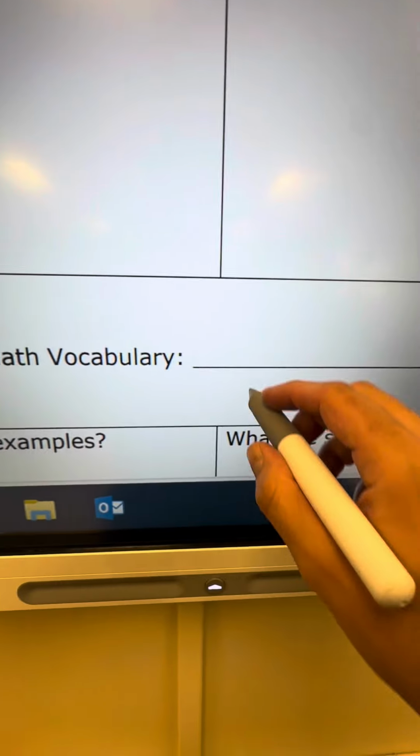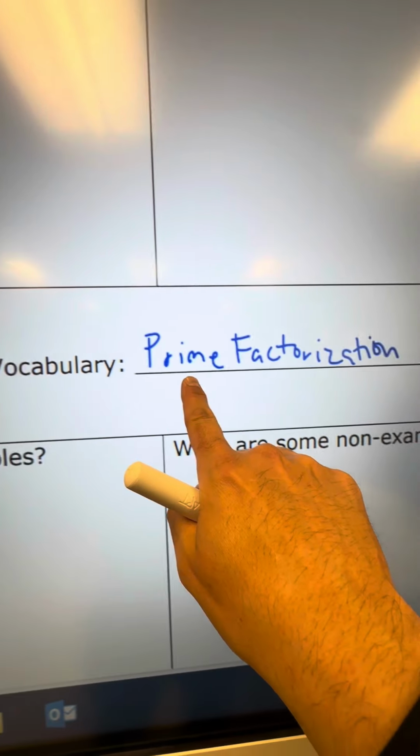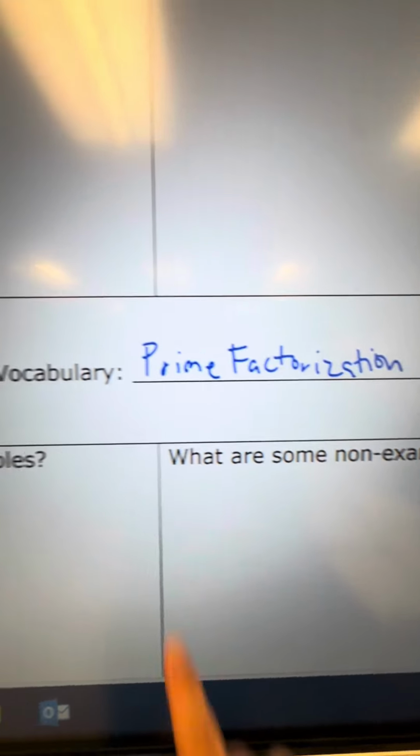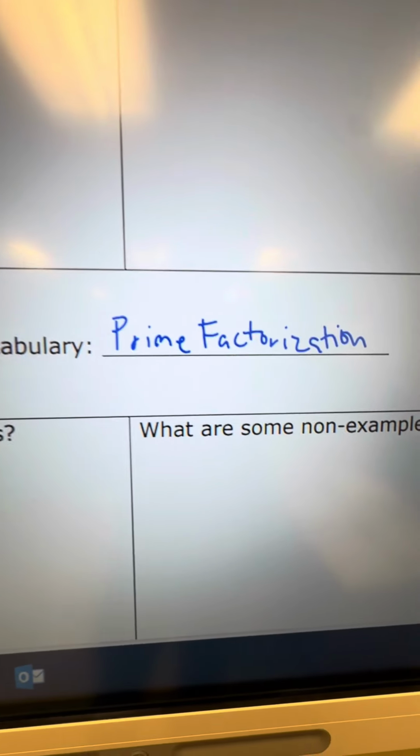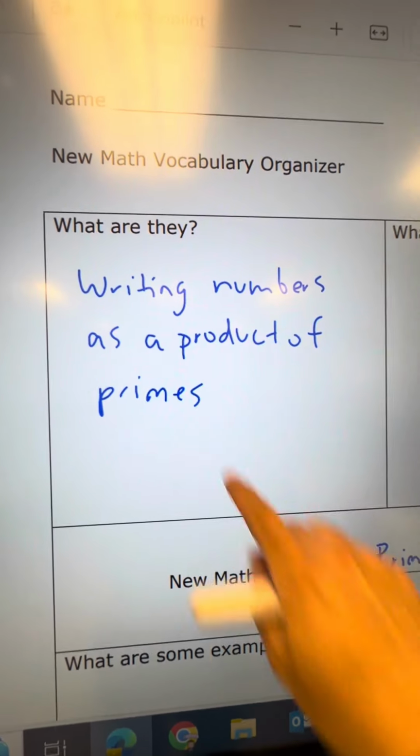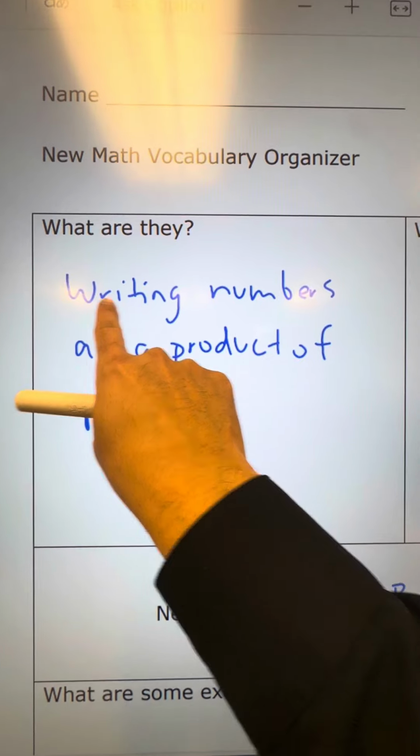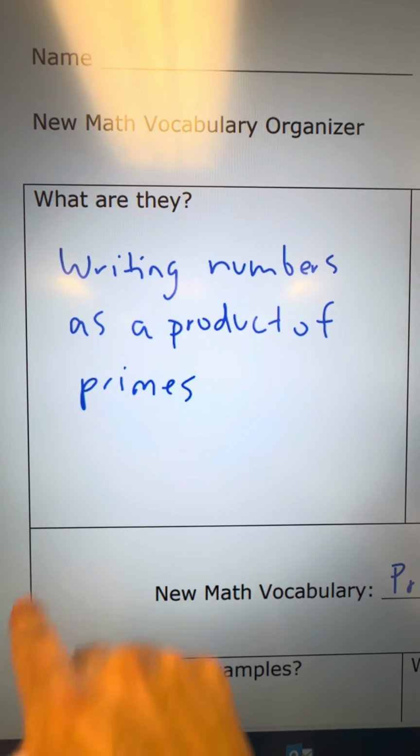So you're gonna write our vocab. Here's our focus for today. You're gonna do prime factorization. So write this down for your new math vocabulary, prime factorization. And what are they? Basically, what you're gonna be doing is writing numbers as a product of primes.